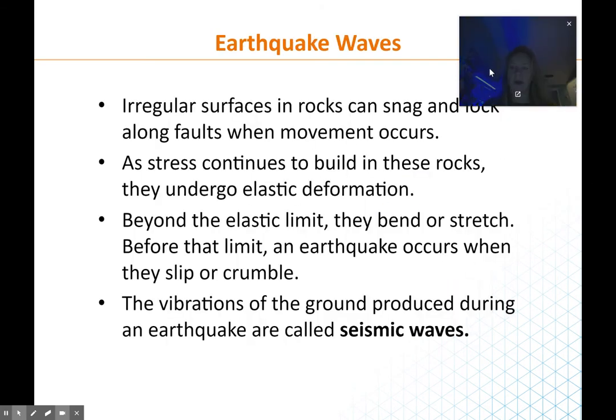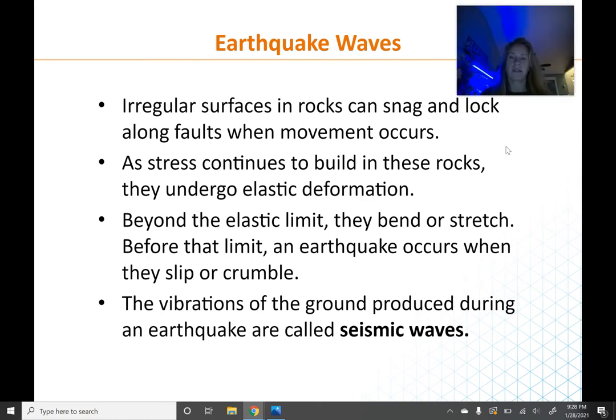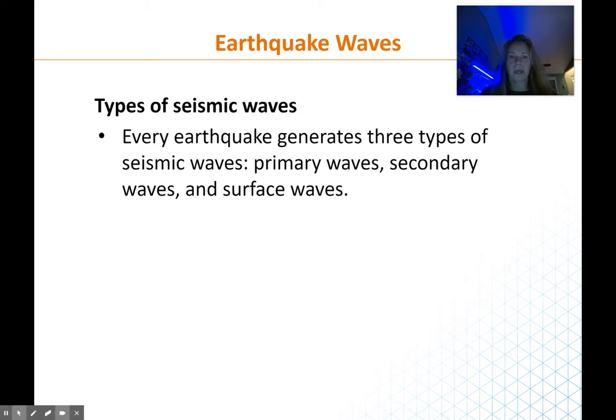All right, so earthquake waves are caused by faults. So when the rocks move, they create earthquakes. And so that's basically seismic waves. So these seismic waves come out and we can measure them. And so there's a couple different types of seismic waves. There's primary waves and secondary waves, and then surface waves. So primary and secondary are in the earth. Surface waves are, like it says, on the surface.